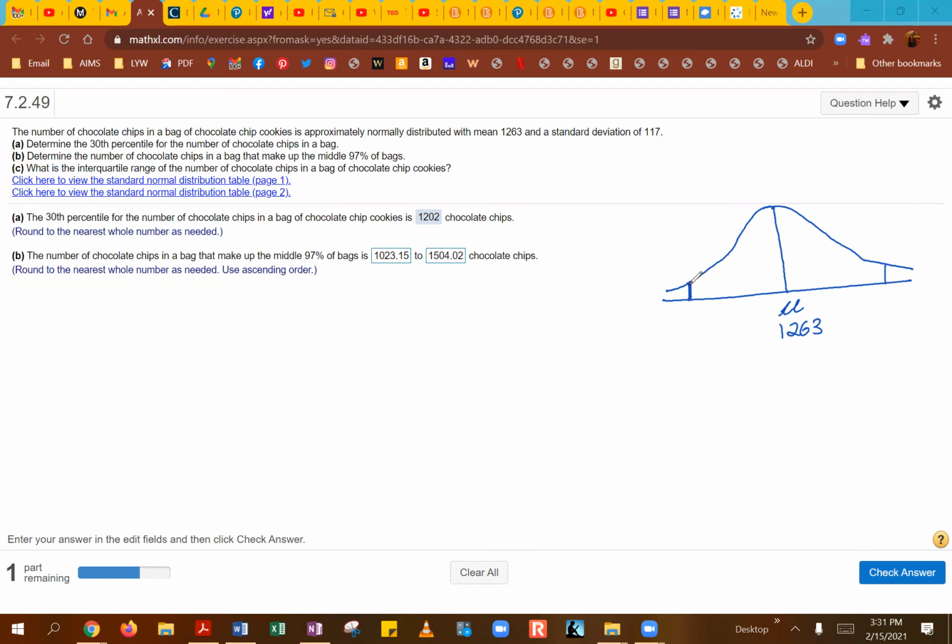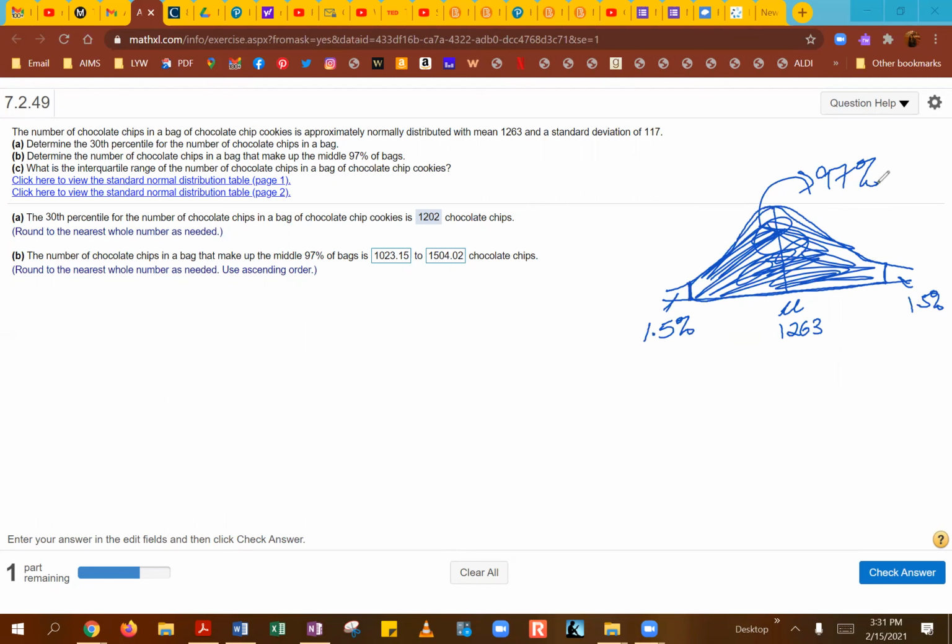which will be going from here to here, all of this here in the middle is going to be our 97%, which means you would be left with 3% on the outside, which is going to make up these two tails of our normal distribution. So since there are two equally sized tails, that 3% breaks up into 1.5% here and 1.5% over here.